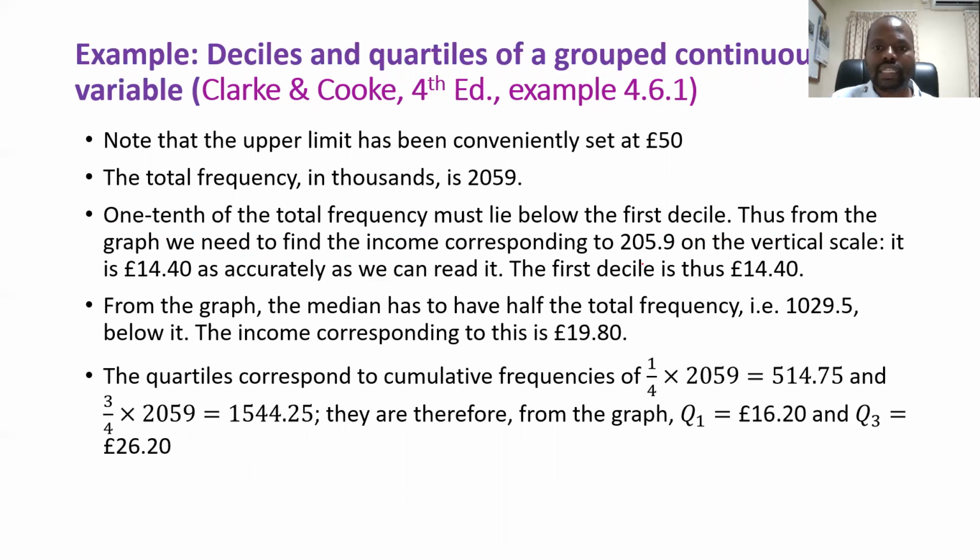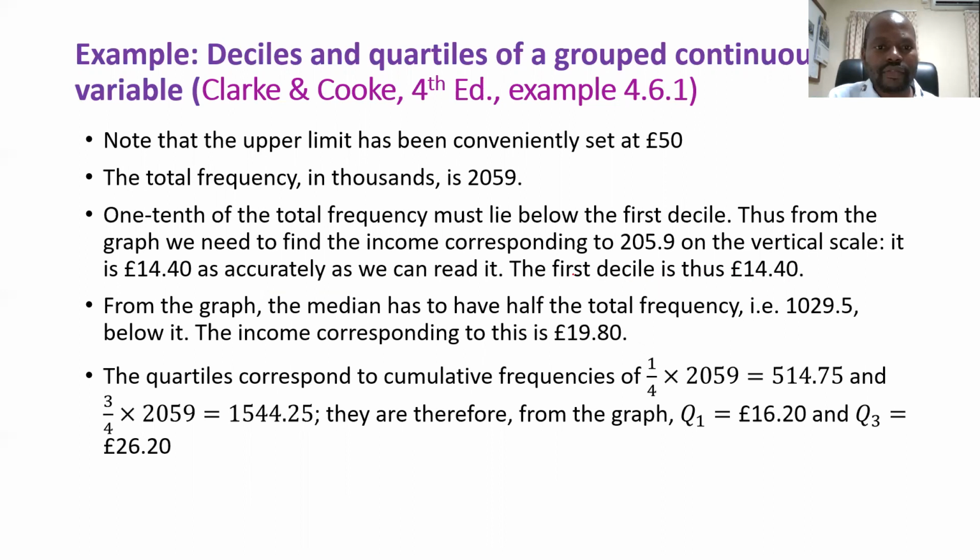So this is 10% of 2059 on the vertical axis, and it is 14.4. I was approximating around 14, but if you have a graph paper, then you should find that the income there is 14.4. So the first decile is thus 14.4. So below the income value of 14.4 lies 10% of the population, or the observations we're looking at.